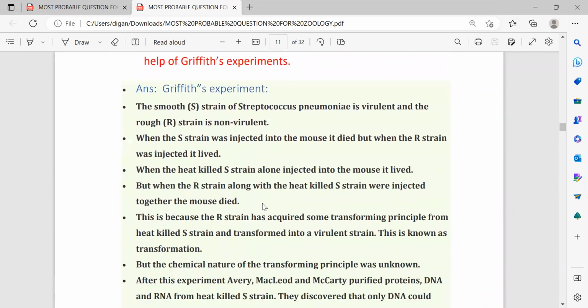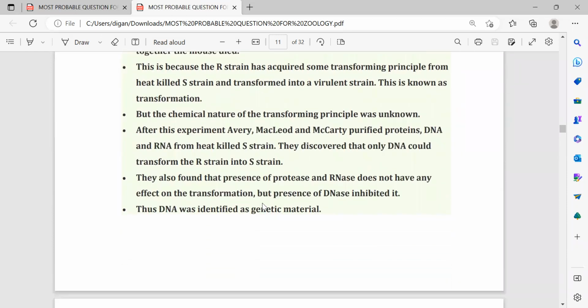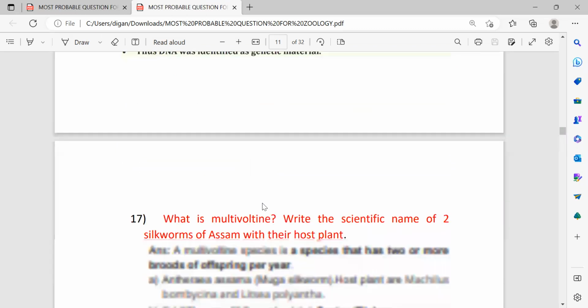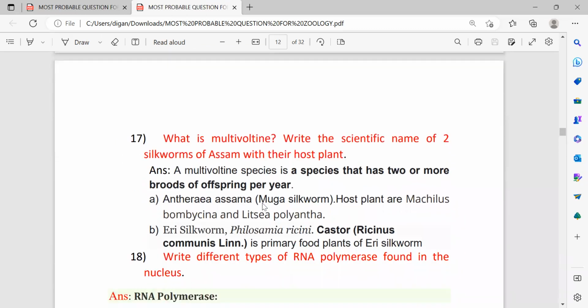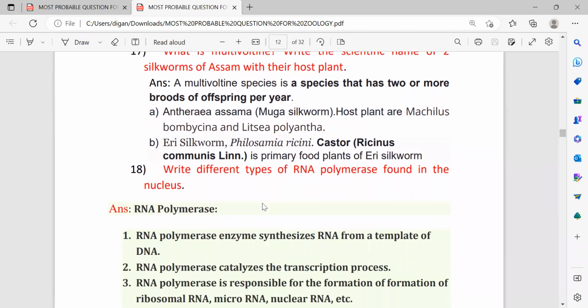So this is the Griffith experiment. Already I have explained it in my previous video. Still, here I am just giving it to you for your revision only. Next, what is multivoltine? And write the scientific names of two silkworms of Assam with their host plants.